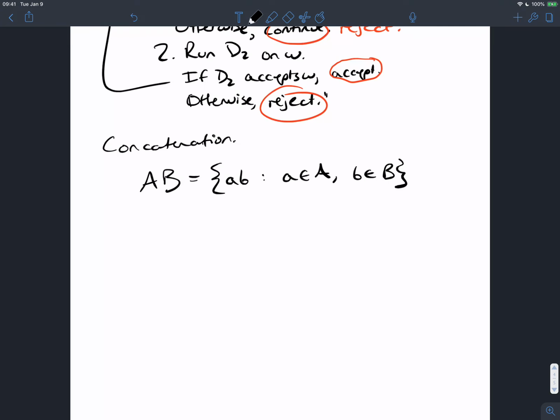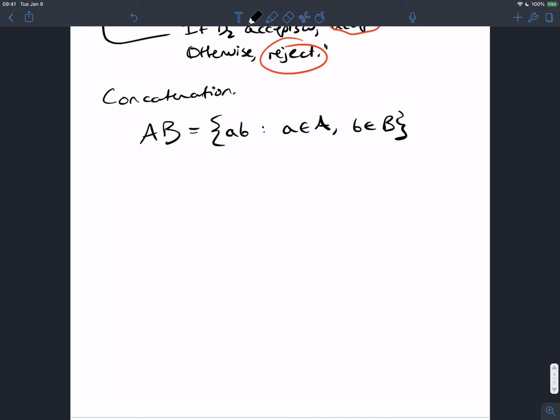Okay? Do I give you a delimiter as to where that split is? No, I don't give you a delimiter. Well, that sucks. What do we do? Well, maybe we can think of an idea.